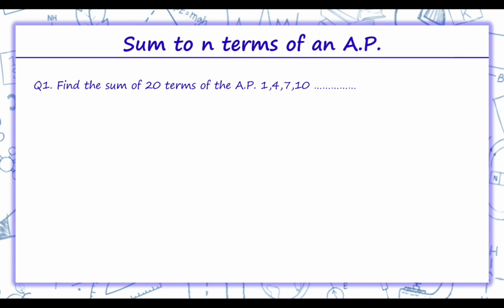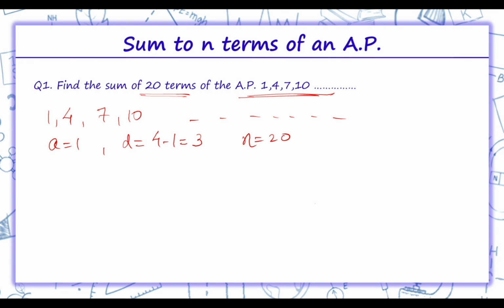Coming on to the question, we have to find over here the sum of 20 terms of the AP. So AP is 1, 4, 7, 10 and so on. Over here a is 1, d is 4 minus 1, 3, n is 20. So we have to find S20. So S20 will be n by 2, 2a plus n minus 1 into d.